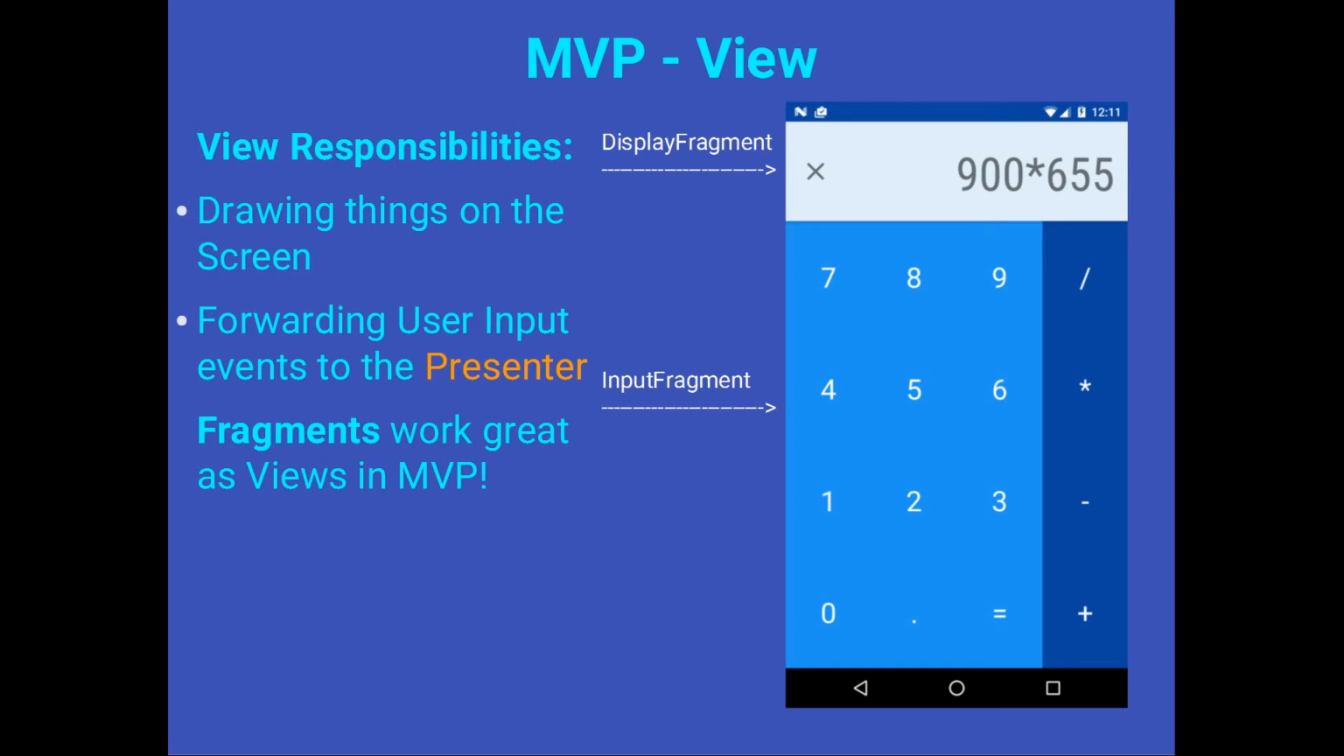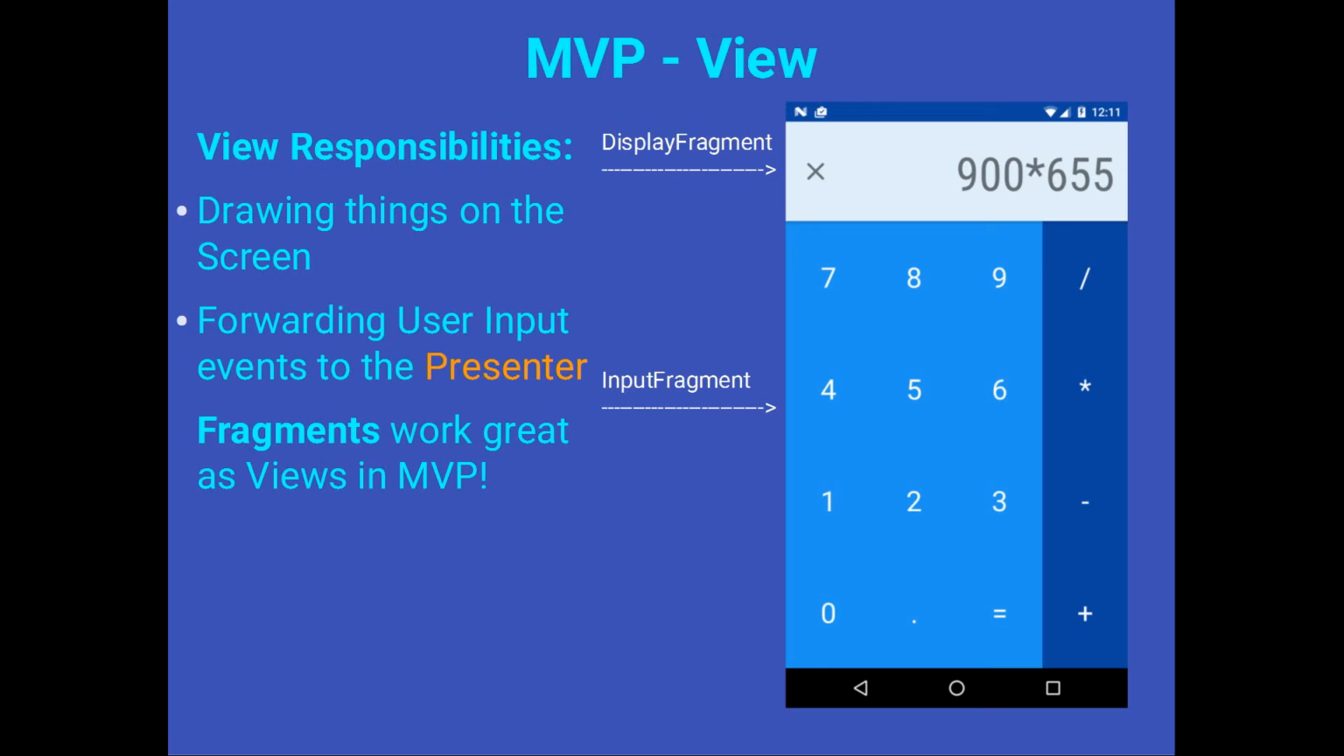So what are the responsibilities of the view in the Model View Presenter architecture? And I also need to stress that this is my interpretation of it. Please do check out other sources. There's going to be different interpretations of how this works. This is really just the way that I think of it and the way that has been useful to me.